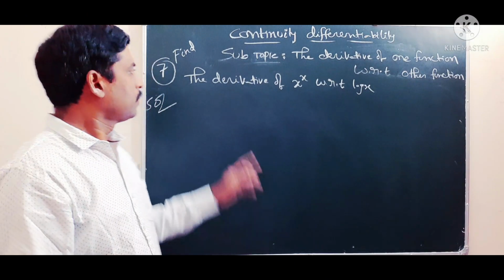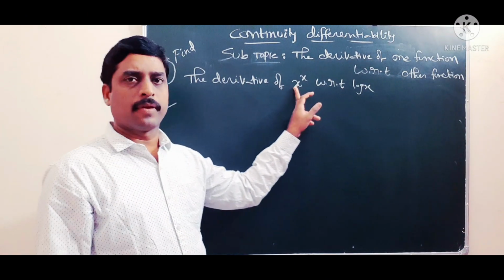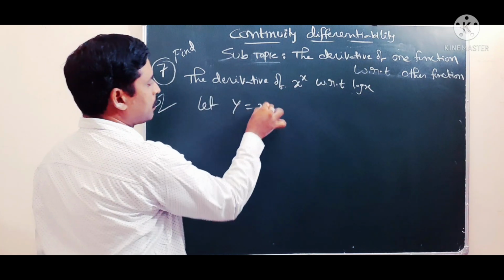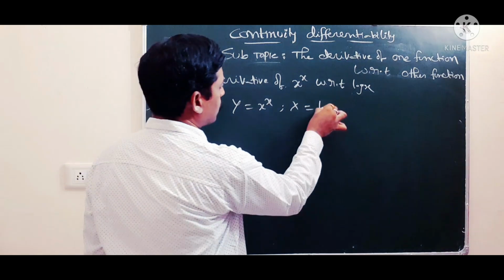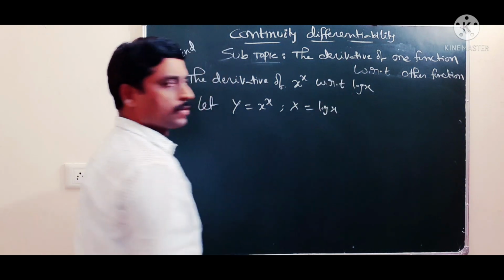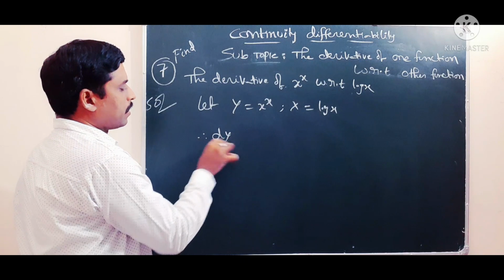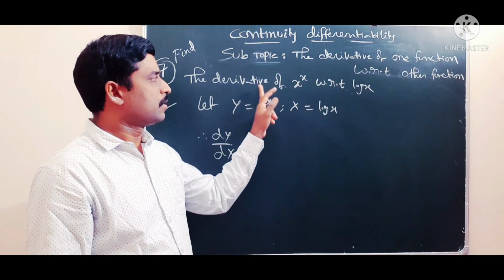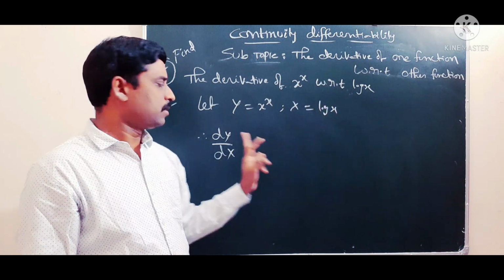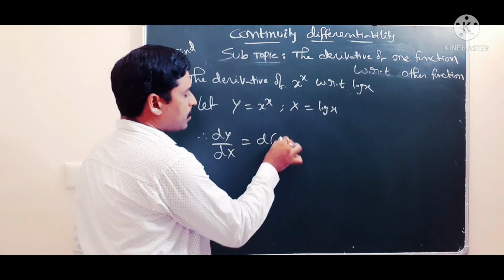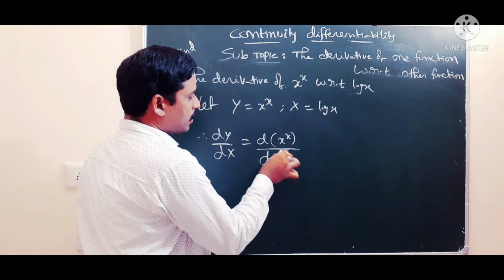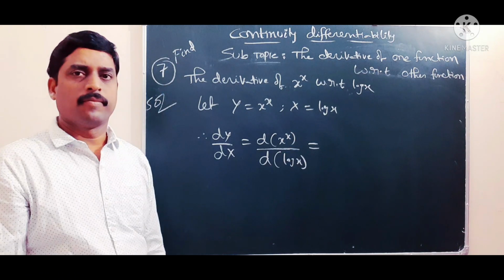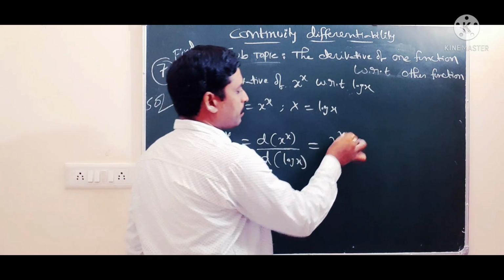Let us go to the next problem. Find the derivative of x to the power x with respect to log x. So let us take y is equal to x to the power x and x is equal to log x. Our target is dy by dx, the derivative of the first function with respect to the second function. So the derivative of x to the power x by the derivative of log x. The differentiation of x power x, we have the formula x power x into 1 plus log x.